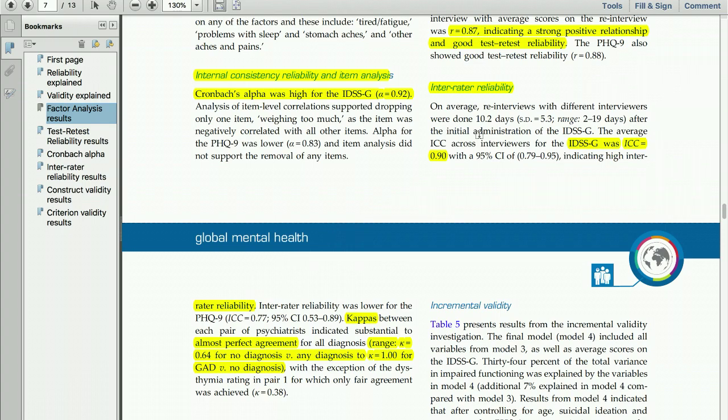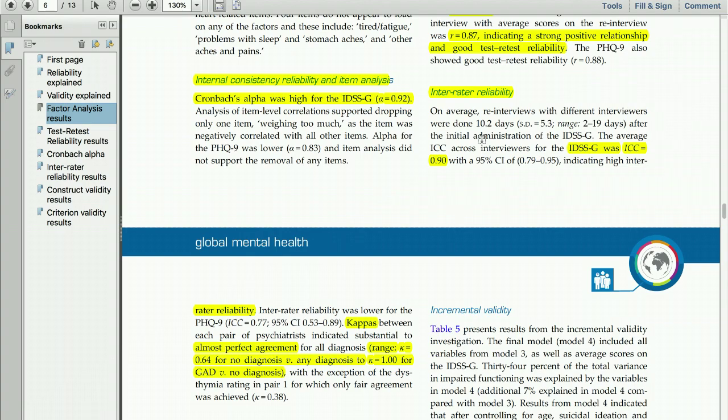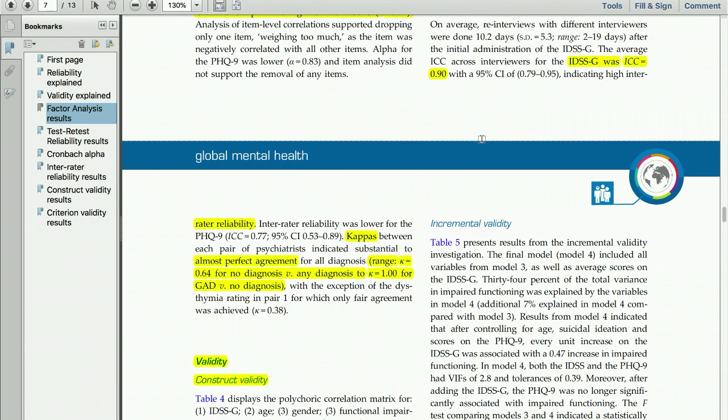And so the question is, if one rater gives this tool to someone and then another rater gives that tool to the same person, how closely aligned were their scores? And according to this article, they have a 0.90 score, which again is excellent. That's a really, really good score. So they have a high inter-rater reliability. So it doesn't matter who administers the scale, people should interpret the scores in a very similar way.